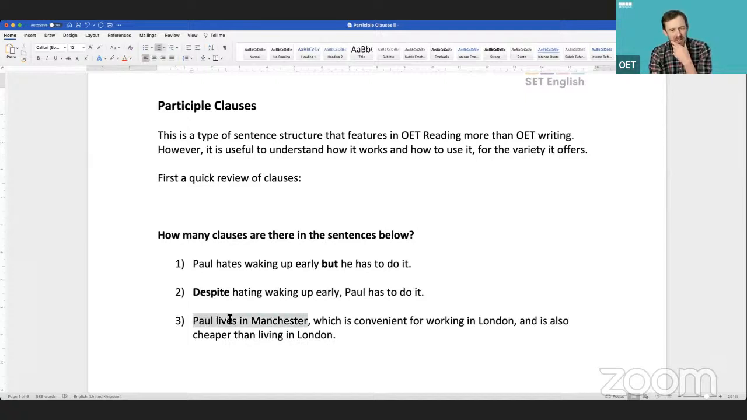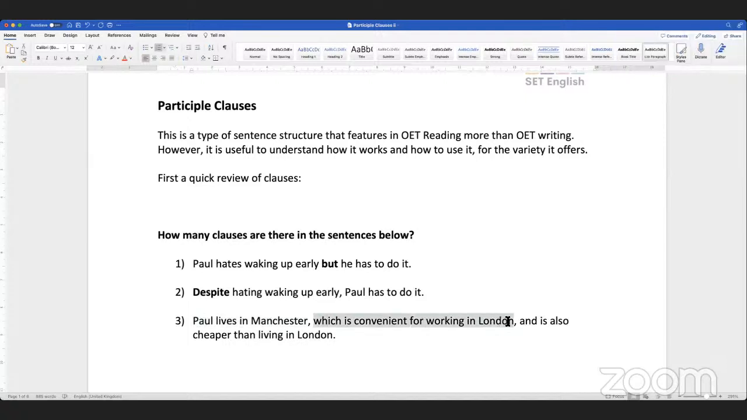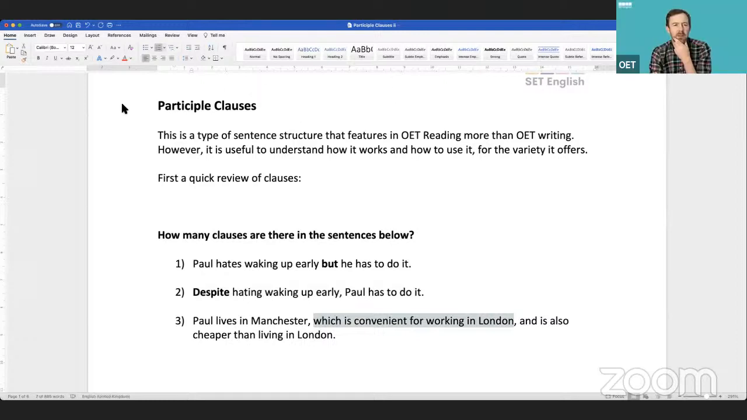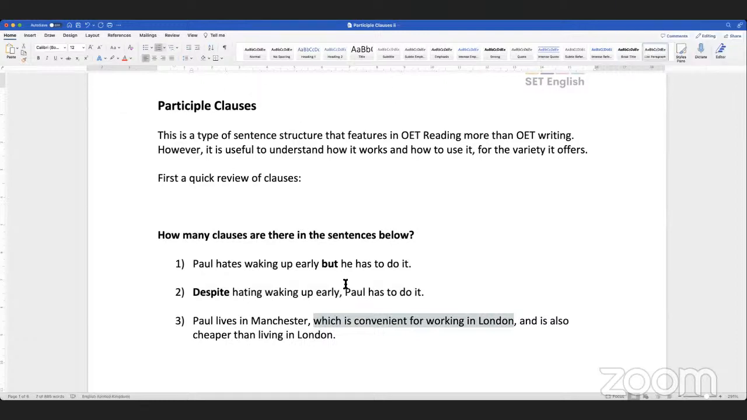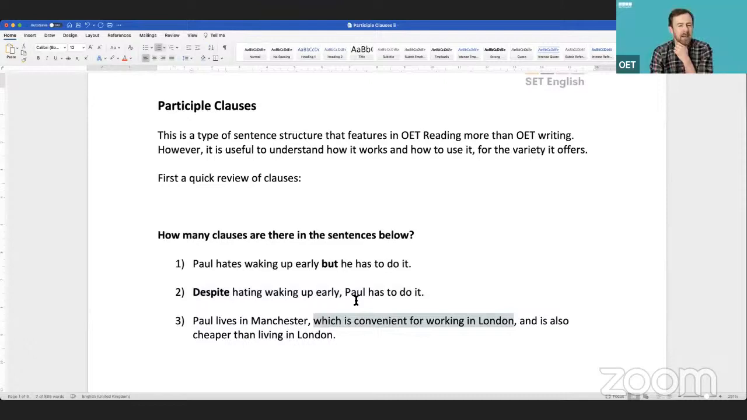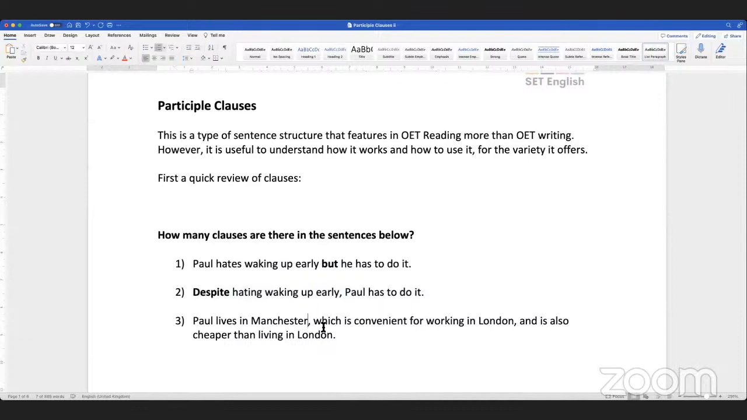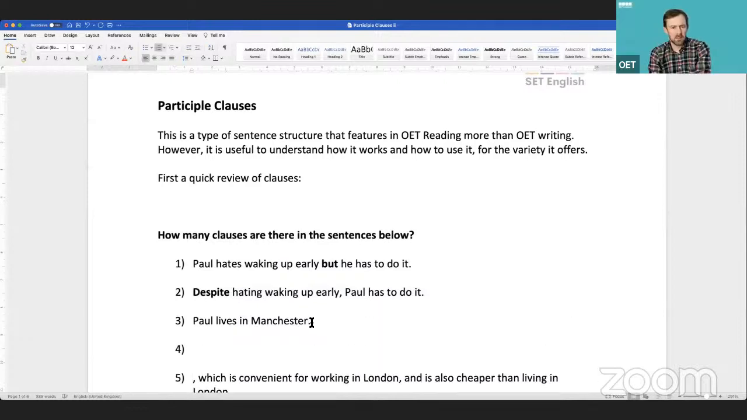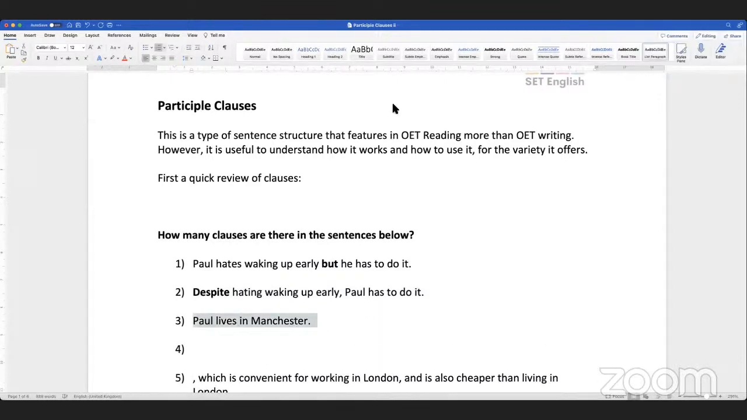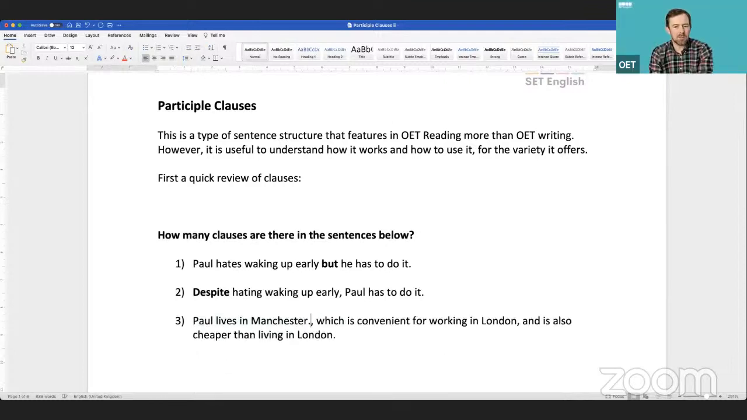Paul lives in Manchester. Then what's this? Relative clause. Which, defining or non-defining? Non-defining, isn't it? Why do we know it's non-defining? Comma. Because it's not essential. Can I put a full stop there? Yes, it makes sense. All you're telling me by adding this extra bit is something interesting, something useful, but not essential. And then I've extended, haven't I?